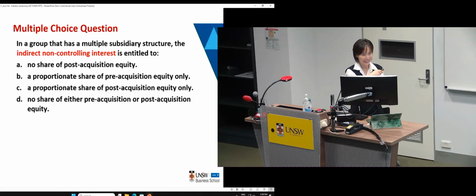You agree C? Okay. So a proportionate share of post-acquisition equity only, that is correct, because INCI, right? So INCI is entitled to receive only the post-acquisition equity, right, of the subsidiary. So C is the right answer. Well done. Okay. Now let's look at the next one.